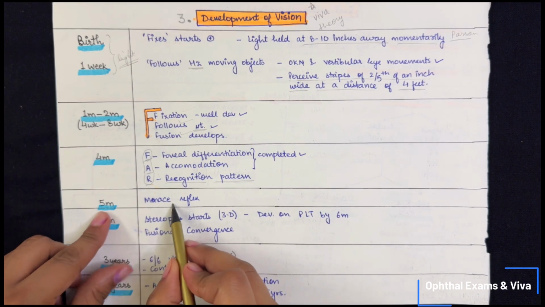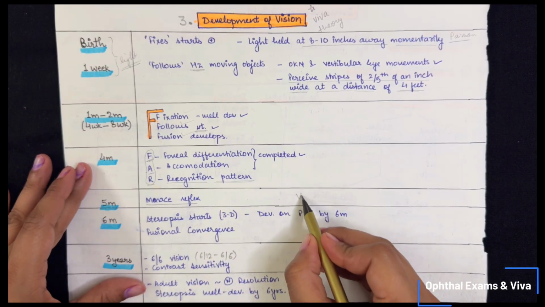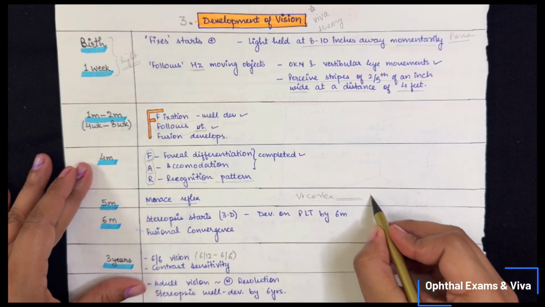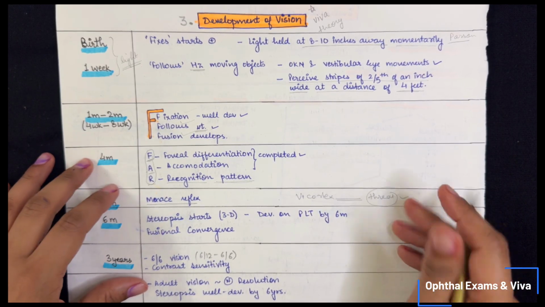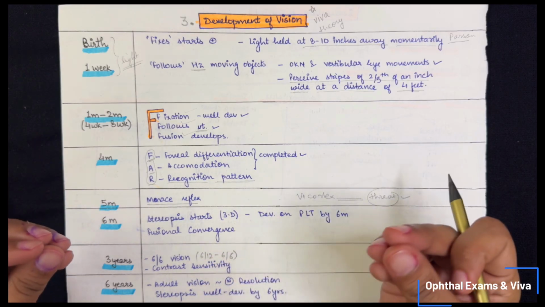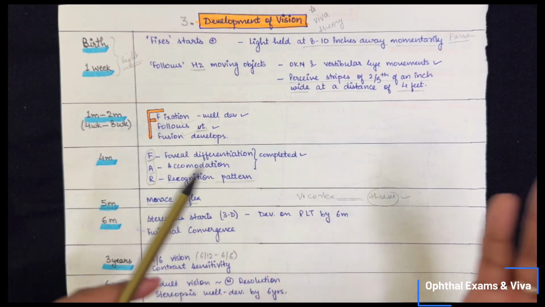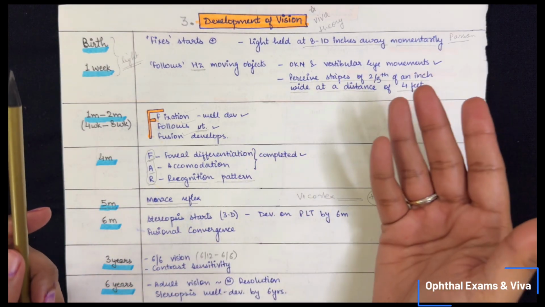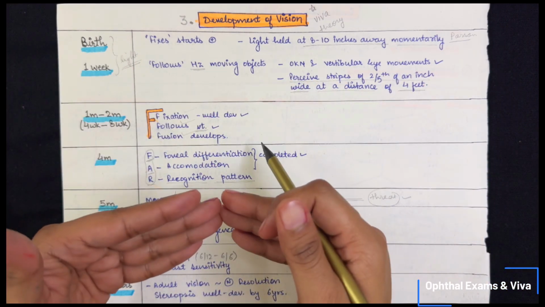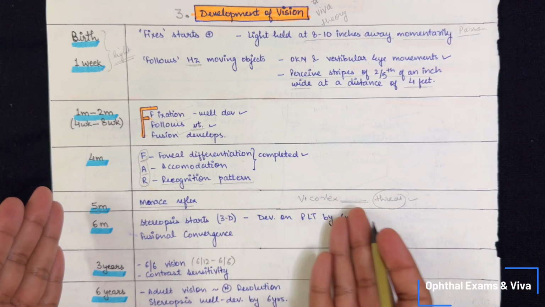Now by 5 months, the menace reflex becomes present because the visual cortex has matured enough to process the threat. So you make the baby comfortable, you ensure attention with a toy or something, and then you cover the opposite eye. And then you quickly move your hand towards the eye, make a threatening gesture, and there is a blink response. Before that, the child is not able to perceive this threat, but by fifth month, he can have the menace reflex.